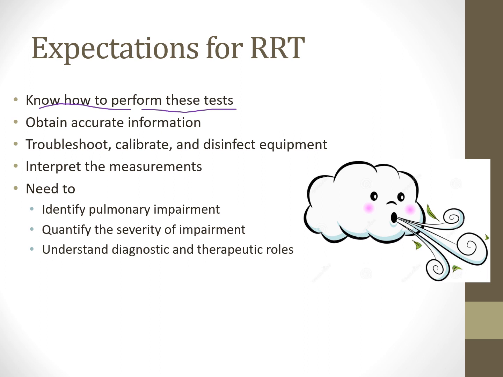We also need to make sure that we're obtaining accurate information. How many times did they try to do this? What was their true height? Are they sort of fudging their height? Because that can really change the values. We need to make sure that we're recording everything appropriately, so that the right diagnosis, the right therapy, all that good stuff can be done appropriately.